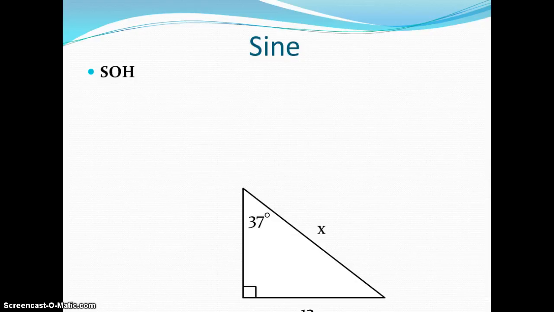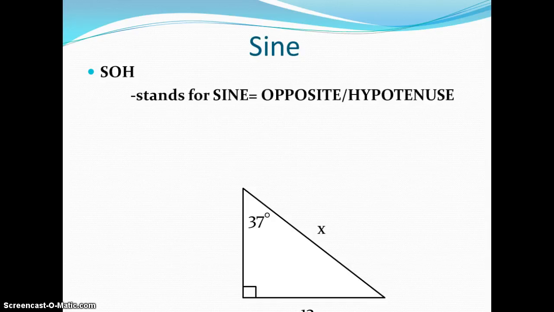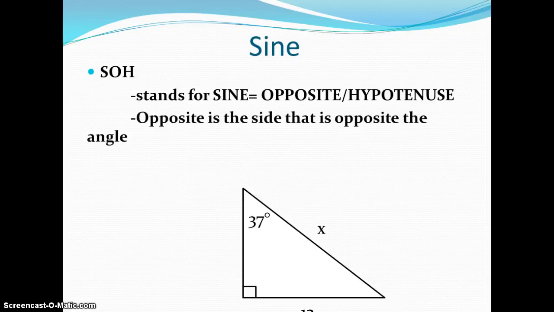So sine. Its acronym is SOH, which stands for the sine equals the opposite over the hypotenuse. And the opposite is the side that is opposite the angle. So down in our diagram we have 37 degrees, and our opposite side would be 13.